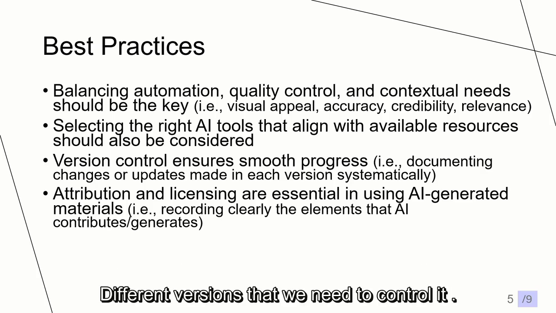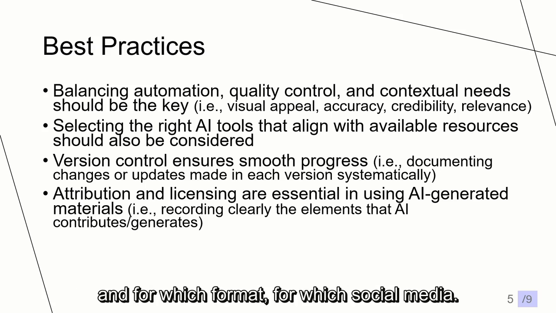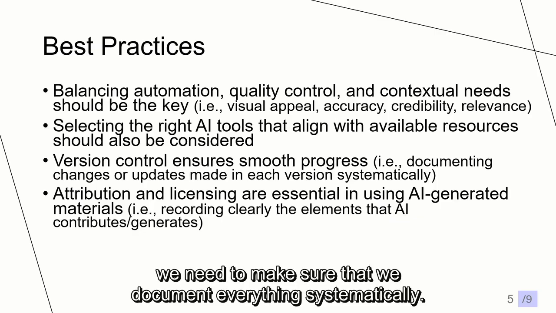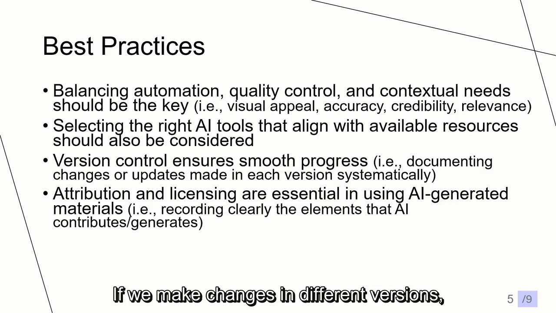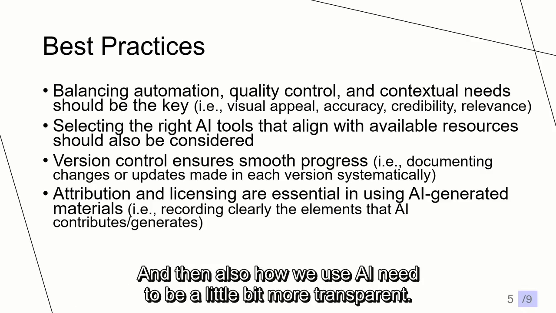Different versions, we need to control them. We need to know what kind of changes, what kind of updates have been made along which version, and for which format, for which social media. In order to smooth things out in this social media presence, we need to make sure that we document everything systematically. If we make changes in different versions, we need to save files and document it in a different way. And then also how we use AIs needs to be a little bit more transparent.